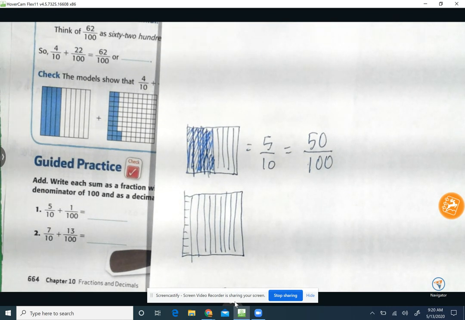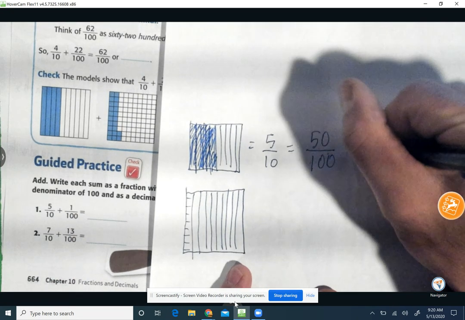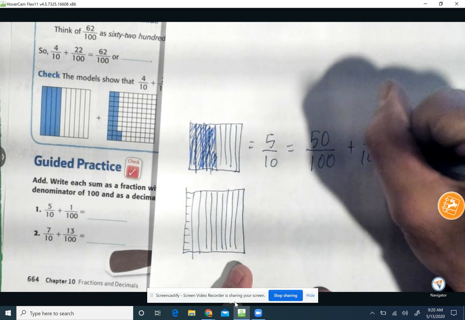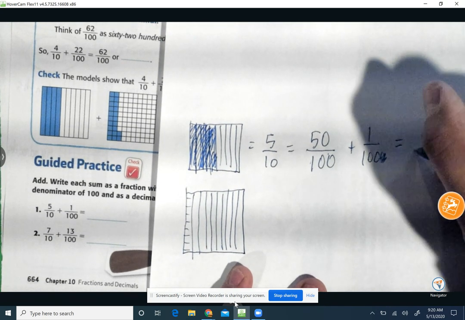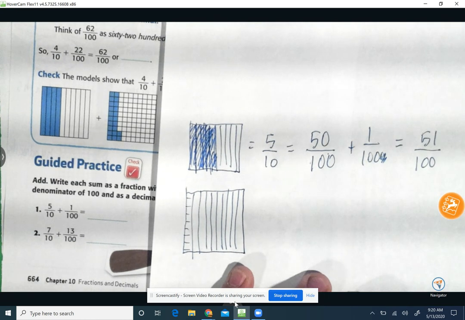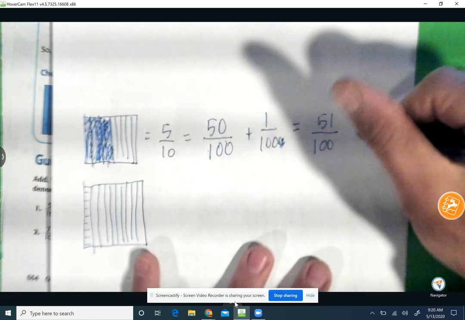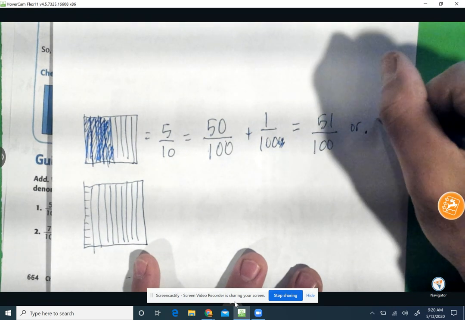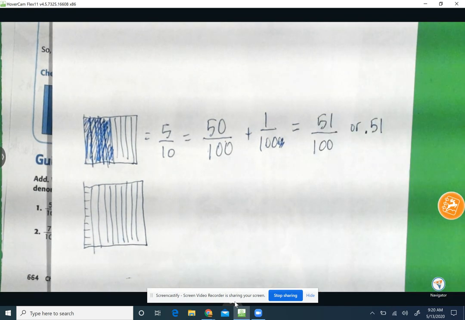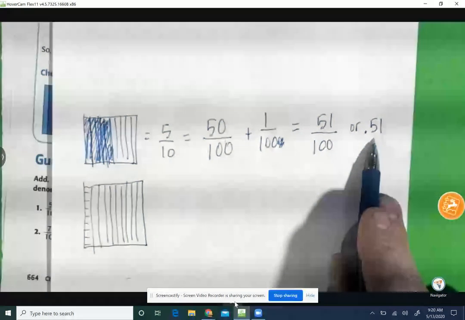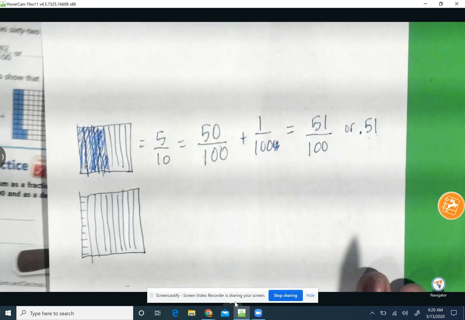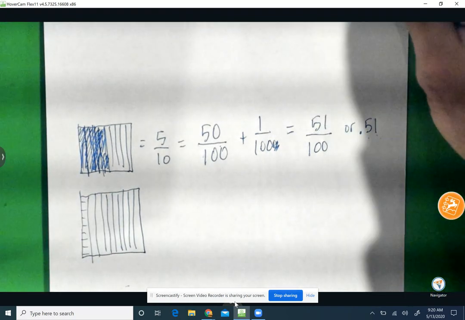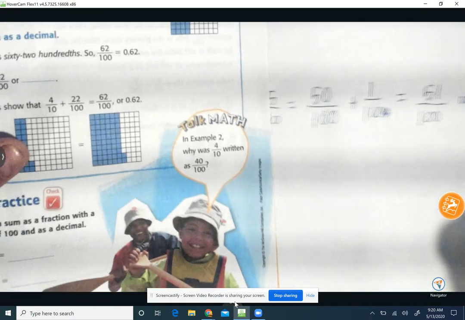Okay, let's look at number 2. Oh, sorry. Now let's add. How about that? 50 100ths plus 1 100th, not 1 1,000th, equals 51 100ths, or 0.51. Okay? You have the decimal form of 51 100ths and you have the fraction form of 51 100ths. Okay? All right, let's look at number 2.